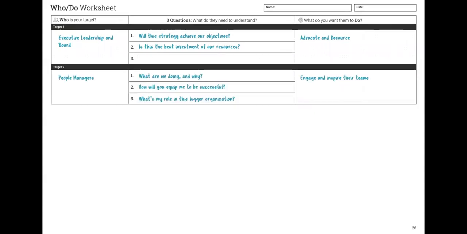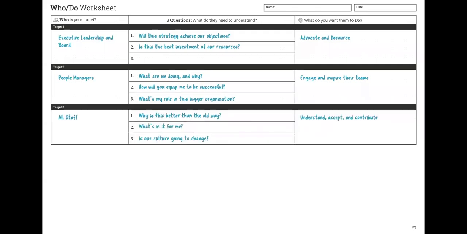Secondly, people managers are critical. This company's highly distributed, it's pretty flat, and so the people managers are the connective tissue between the leadership of the company and the work that gets done. For these folks, it's really critical that they be engaged and they inspire their teams. So for them, we're going to answer some key questions like, what are we doing and why? How will you equip me to be successful? Or maybe, what's my role in this bigger organization?